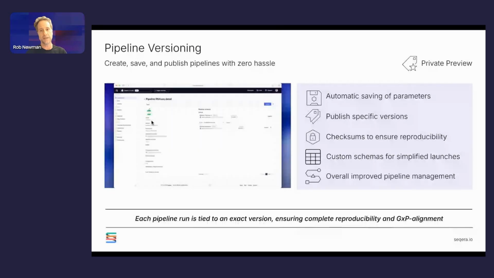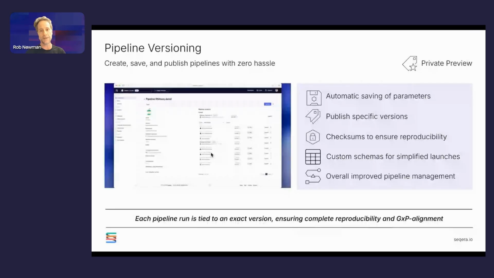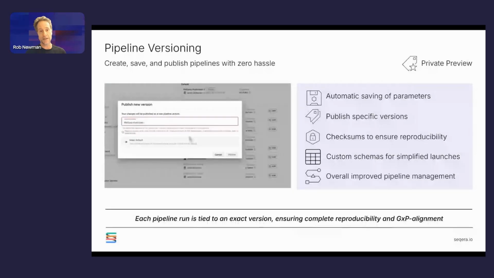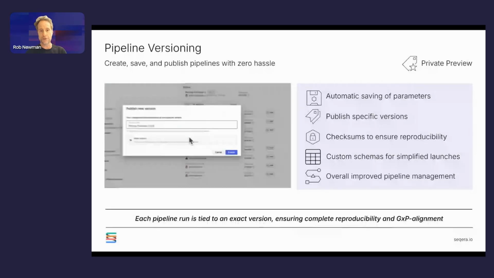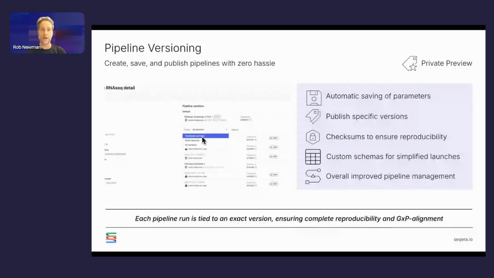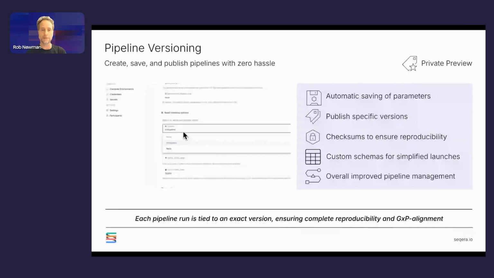And since then, our pipelines team have focused on a much requested feature related to pipeline reproducibility, going beyond what Nextflow provides, like specifying the commit ID and the parameters that you used in your pipeline run. We wanted to extend this further to the broader pipeline execution context. And today you can do this with pipeline versioning.